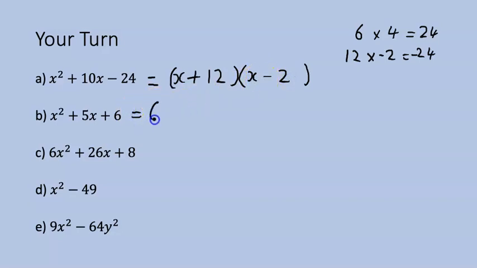On the second one here, I'm going to create my brackets here. x and x. 2 times 3 is 6. 2 plus 3 is 5.